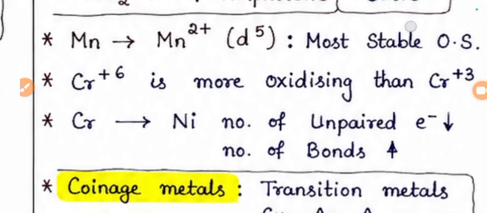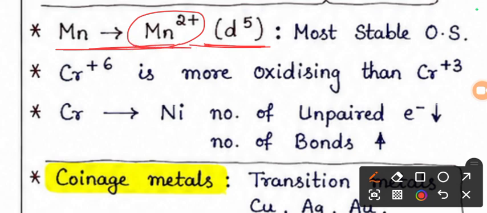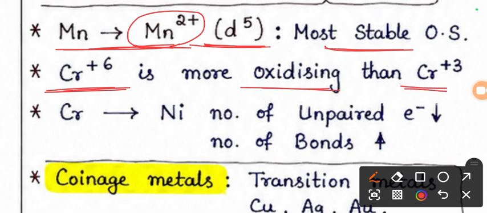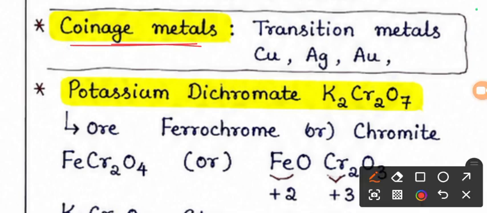Then in the conversion of manganese to Mn2+, manganese attains the stable d5 electronic configuration. That's why Mn2+ is the most stable oxidation state in manganese. And in chromium, Cr+6 is more oxidizing than Cr+3 because of its stability nature. From chromium to nickel, the number of unpaired electrons is going to decrease and the number of bonds is going to increase. And coinage metals, remember, include transition metals like copper, gold, and silver. Copper, silver, and gold are the coinage metals.